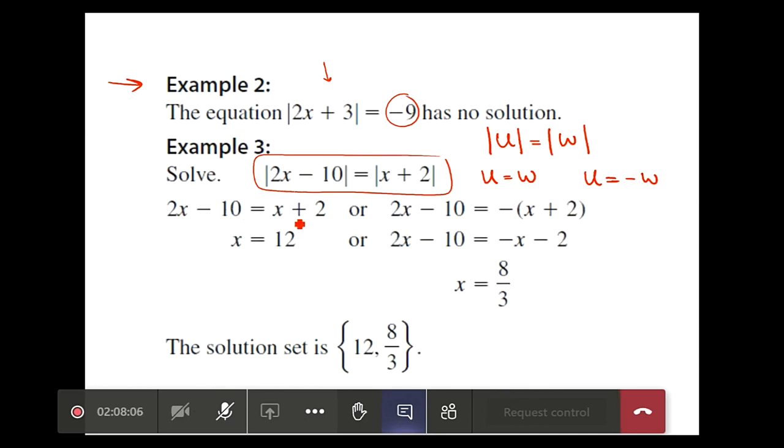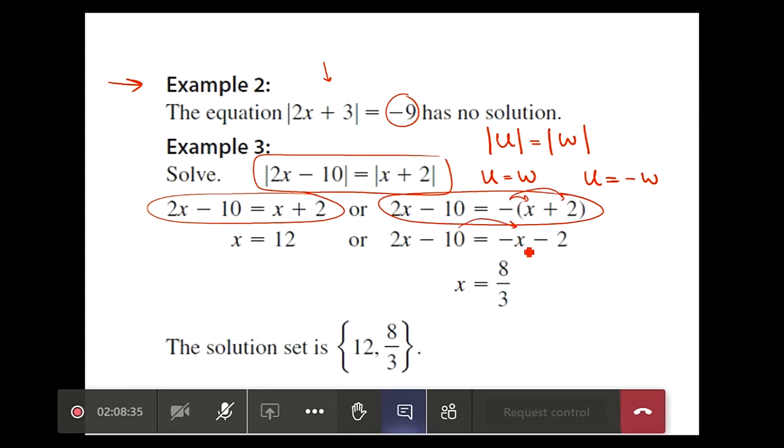So we have 2x minus 10 equal x plus 2, this is the first. The same one: 2x minus 10 equal negative, in brackets, it must be in brackets. We have negative for what? Not for x, not for 2, for x plus 2. Now put the negative inside the brackets, so we have negative x, negative 2.